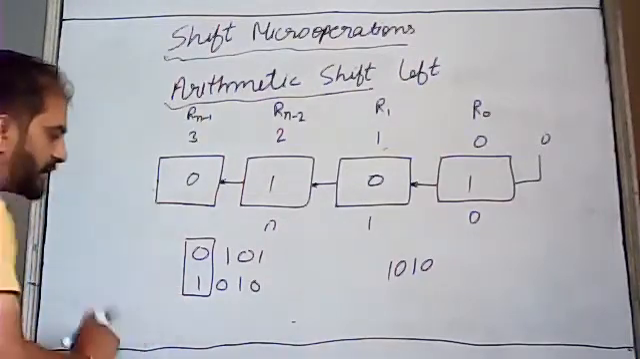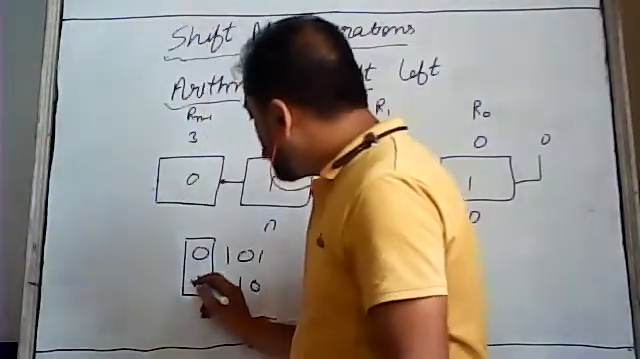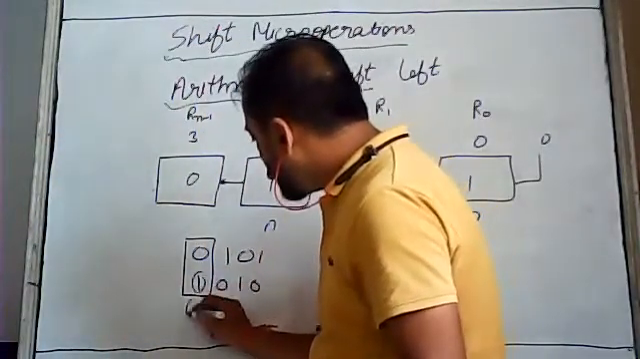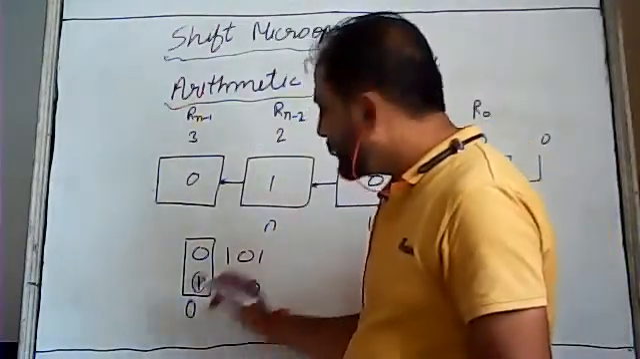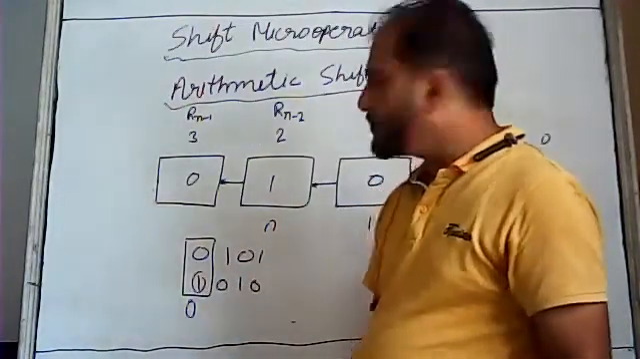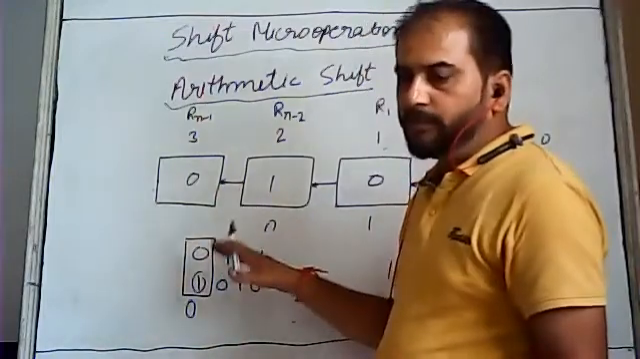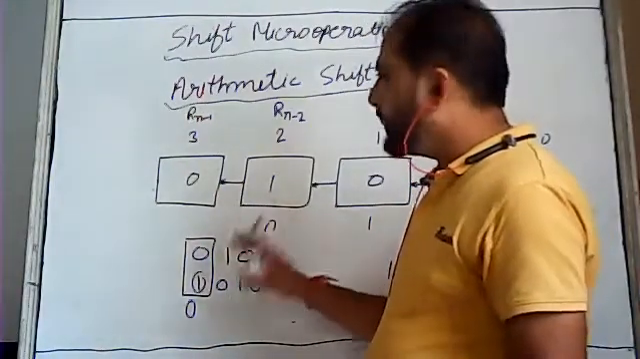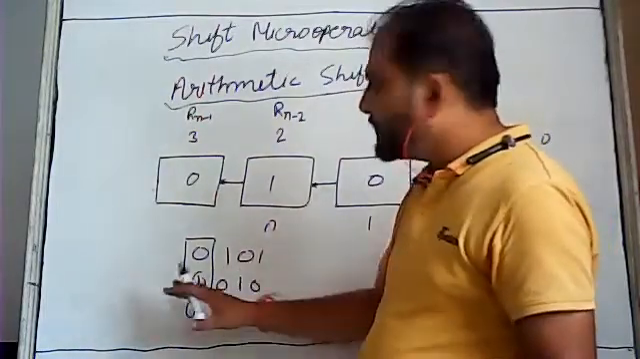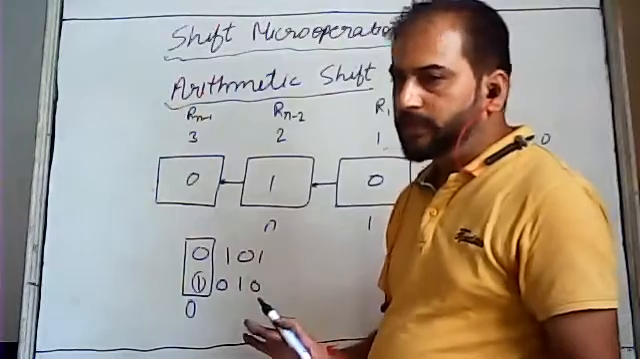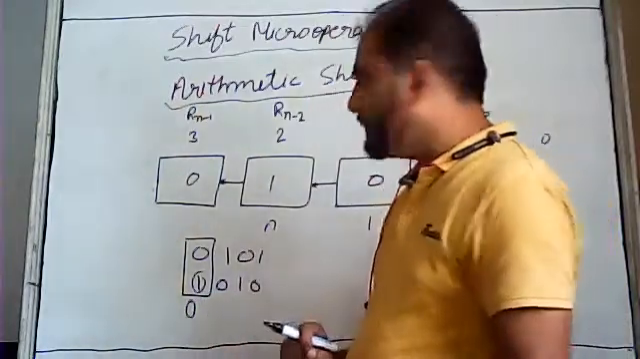In sign reversal, we again change this bit to 0, because if the number is positive, it should remain positive. That's why we use a sign reversal.